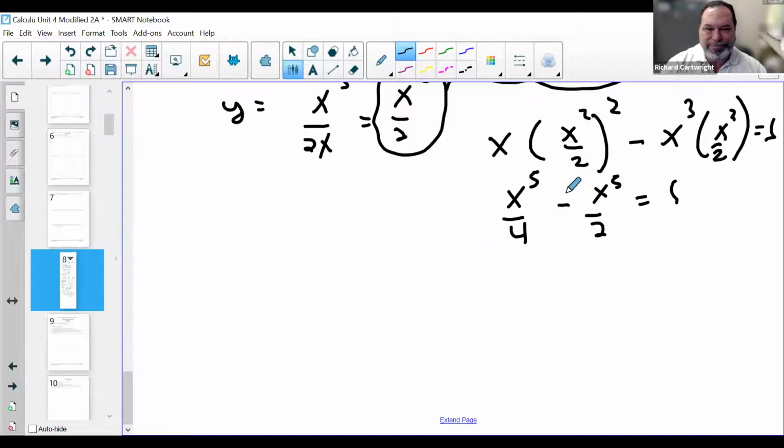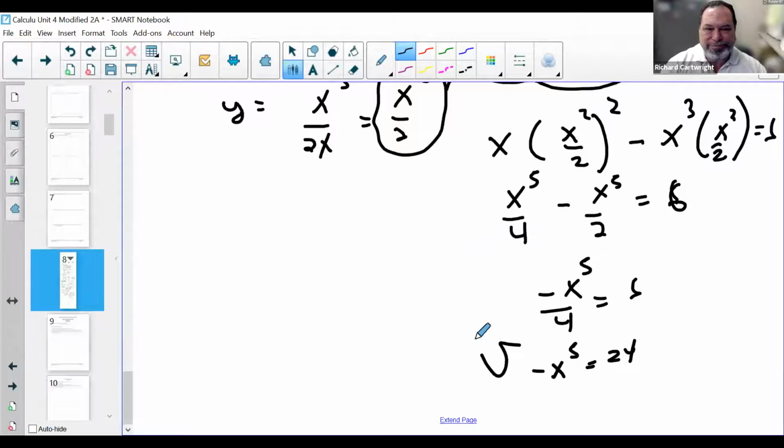So 1 minus 2 would be a negative, x to the 5 over 4 will have to be equal to, that was a terrible 6, equal to 6. That gives me negative x to the 5 equals 24. I've got to take the 5th root of both sides. And that's okay, that gives me a negative x, because the 5th root, being odd, of a negative number is still going to be a negative. It is the 5th root of 24.